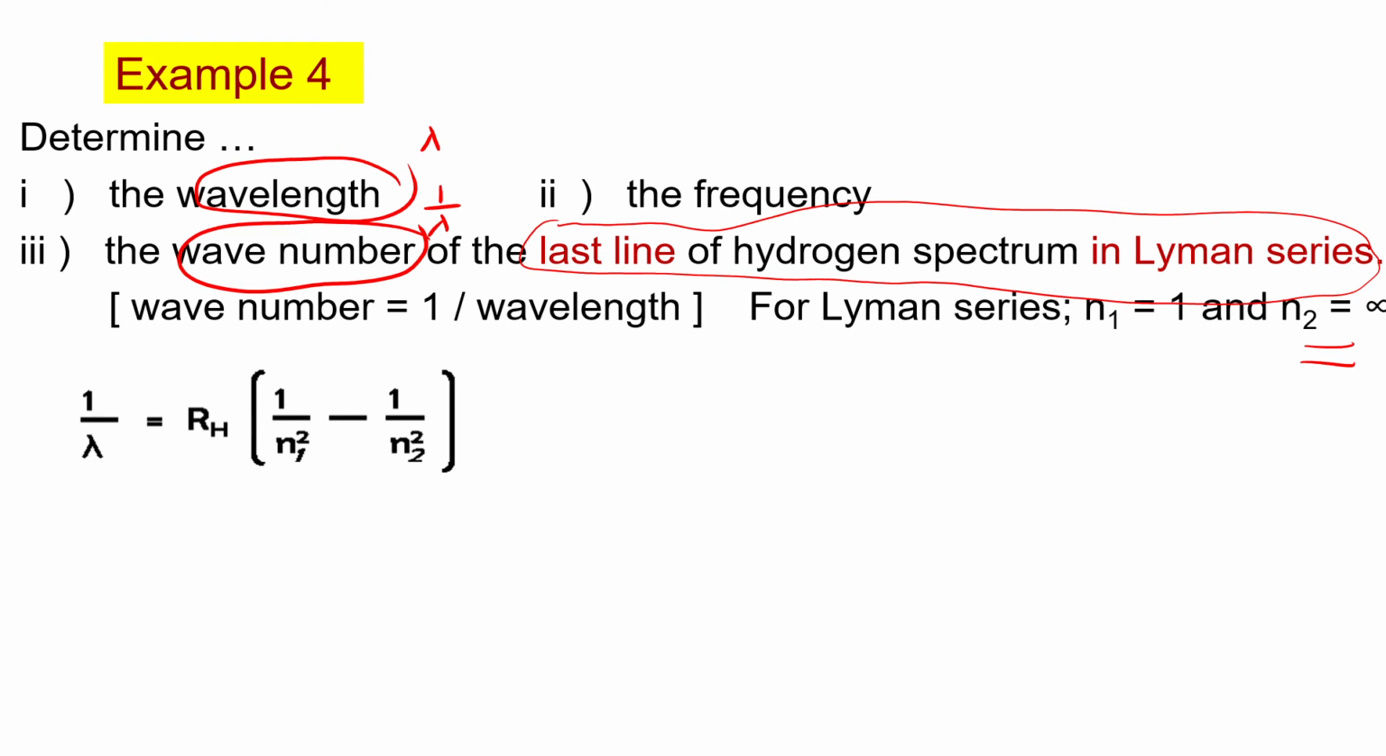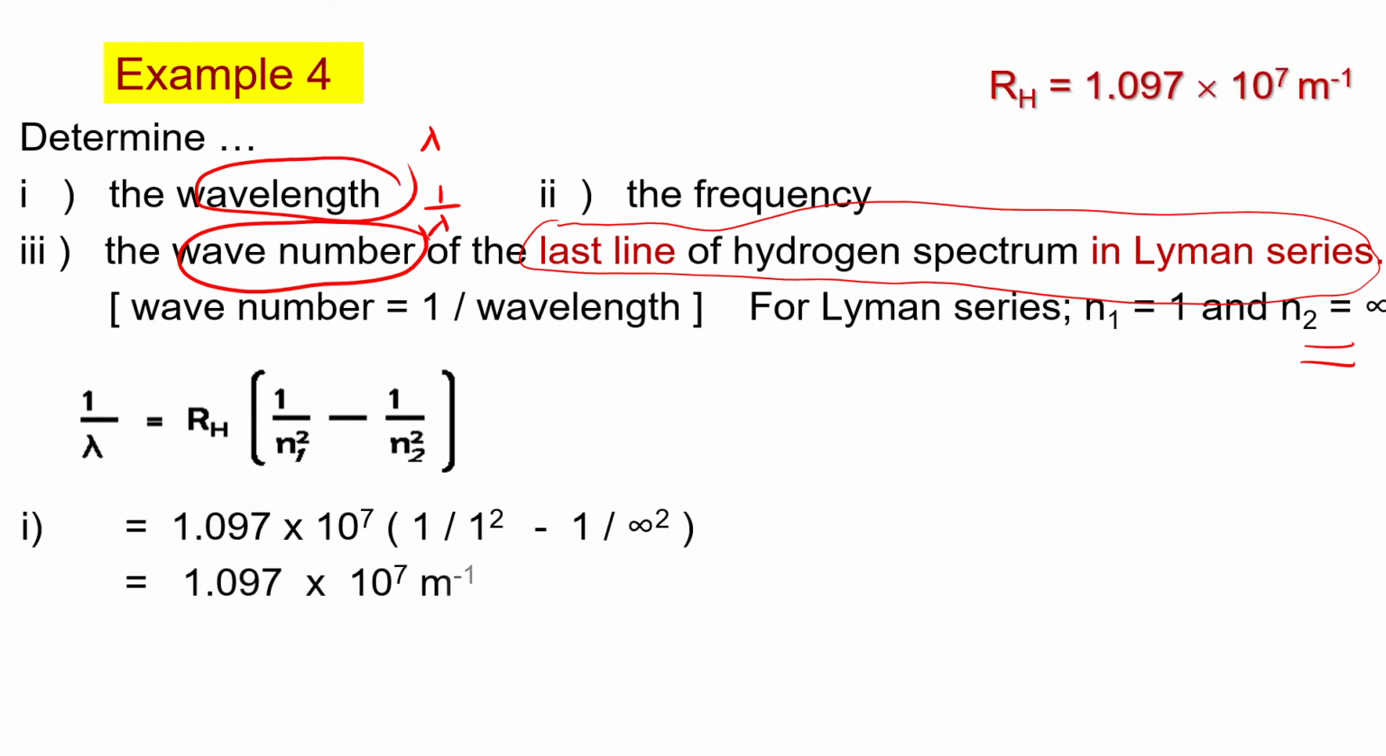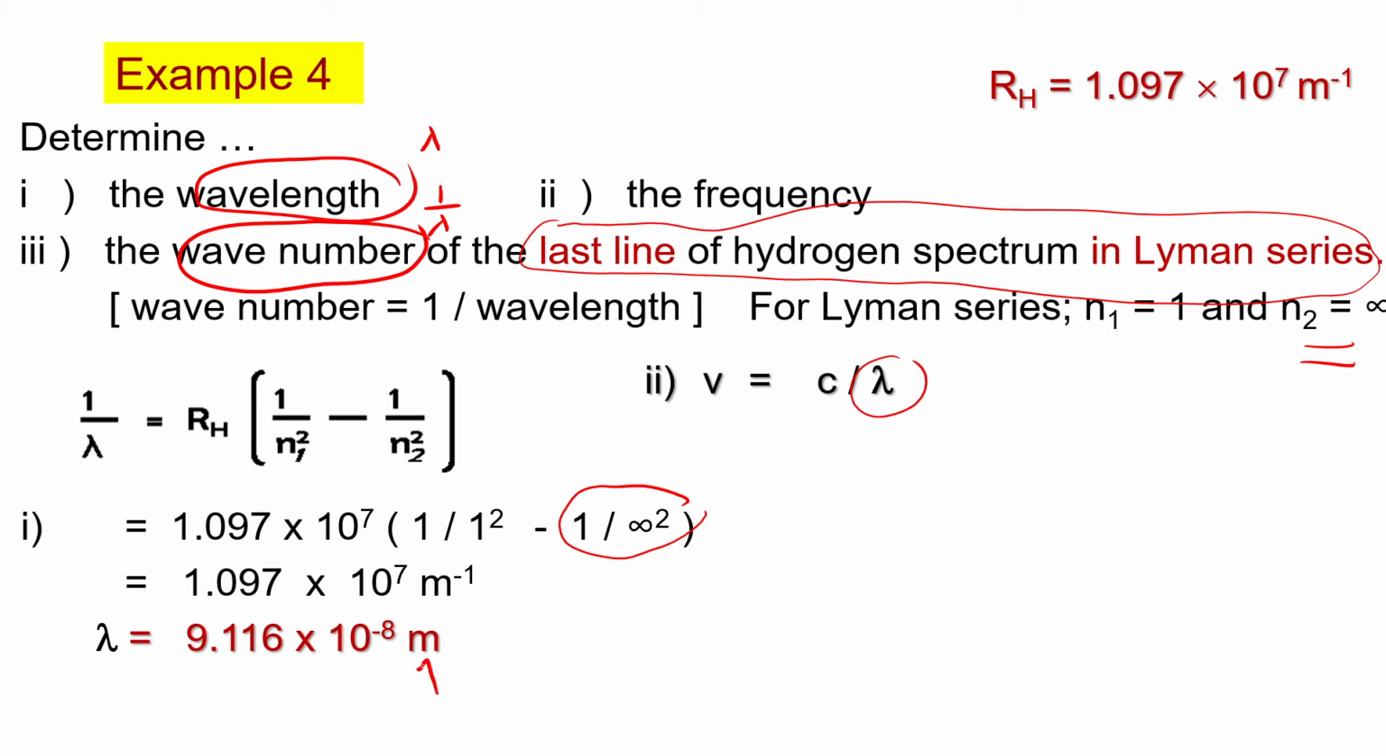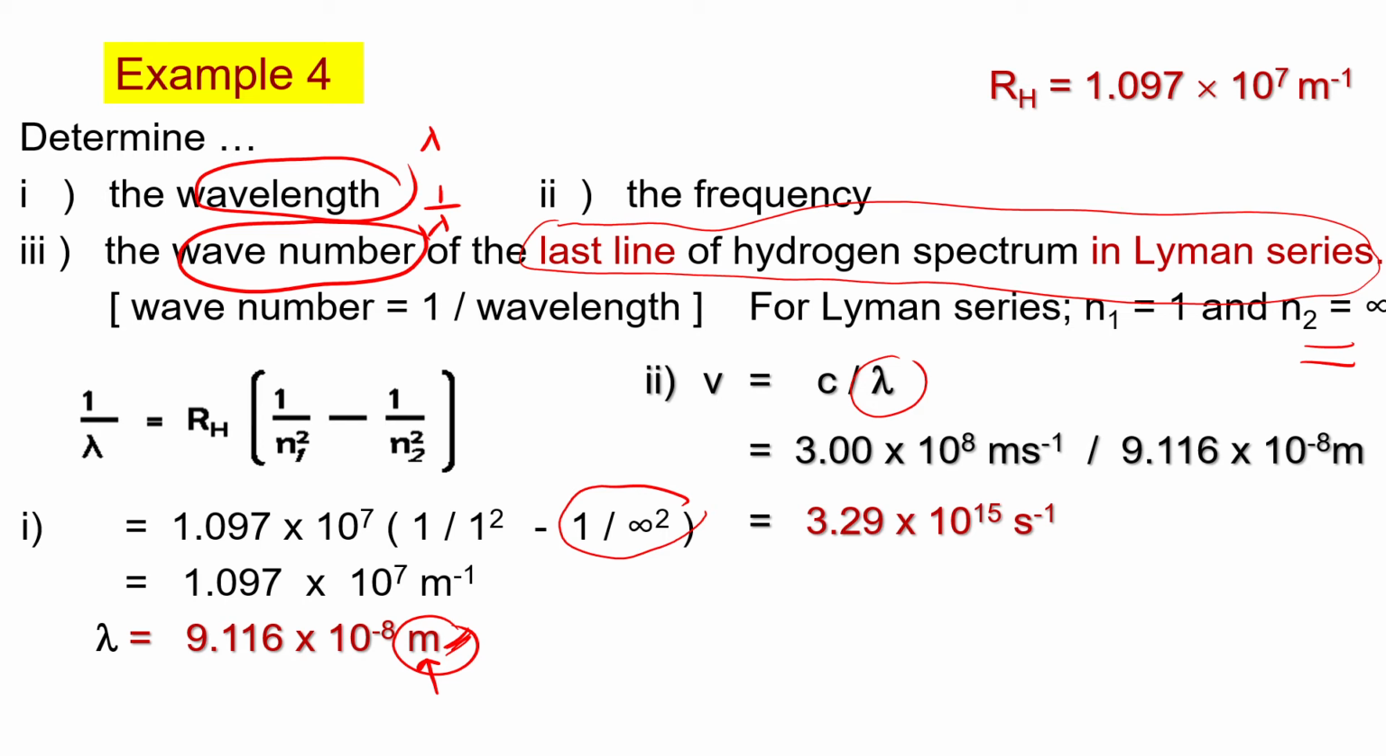So we will use this formula. Substitute RH 1.097 exponent 7, N1 equals 1, N2 equals infinity. Actually 1 over infinity squared equals 0. So we get lambda in meter, this is the answer. For the second question, frequency, just substitute the lambda we got earlier. If you look at the first question, it does not ask for lambda in nanometer, so we leave it in meter, because usually we use it for the next question's calculation. So this calculation uses lambda in meter, and we get frequency in s negative 1. This is the unit for frequency.